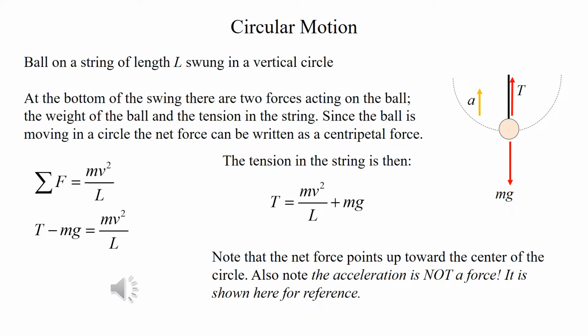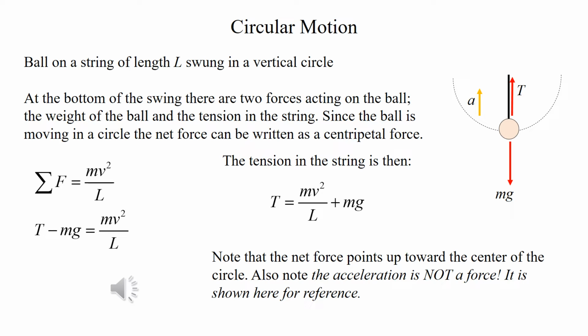Since we're moving in a circle, we have an acceleration toward the center of the circle, which is the centripetal acceleration. That means the sum of the forces must equal m times the centripetal acceleration. This is just Newton's second law. Sum of the forces equals ma. So in this case then, the acceleration is v squared over L. L is the length of the string, which is also the radius of the circle. So the sum of the forces equals mv squared over L.